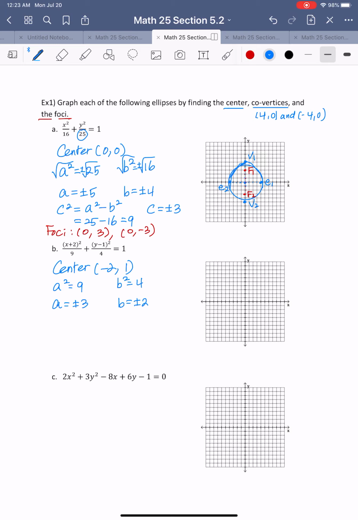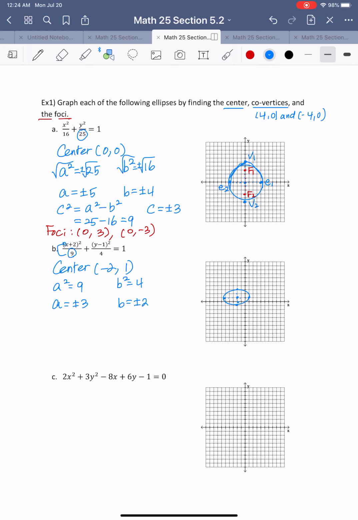Okay, so from the center at (-2, 1), right there. This time the 9 comes with the x, so horizontally you get the vertices. You go 1, 2, 3 to the right from the center, and 1, 2, 3 to the left. Then you go up 2 and then down 2 right here, and you can just connect them to get the nice ellipse.